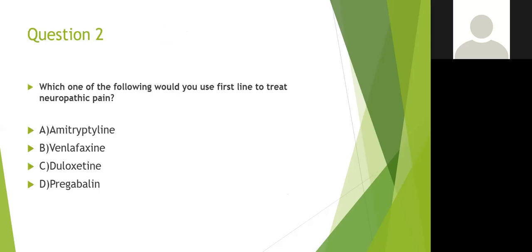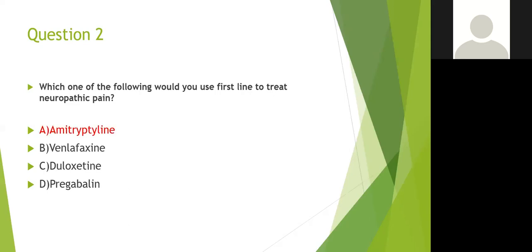Next slide. Right. Next question. Which one of the following would you use first line to treat neuropathic pain? Will you go for amitriptyline, venlafaxine, duloxetine, or pregabalin? Amitriptyline. Okay, well then. Next slide.